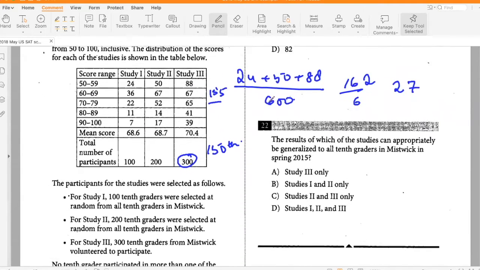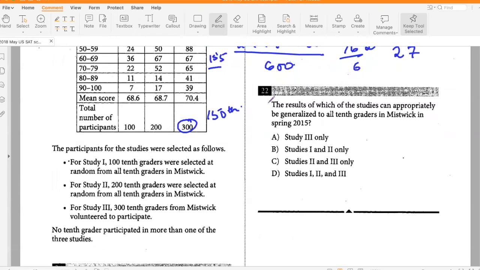The results of which of the studies can approximately be generalized to all 10th graders? So I can do it for 1 because it is random, for 2 also because it is random, but not for 3 because those were volunteers. So studies 1 and 2 only.